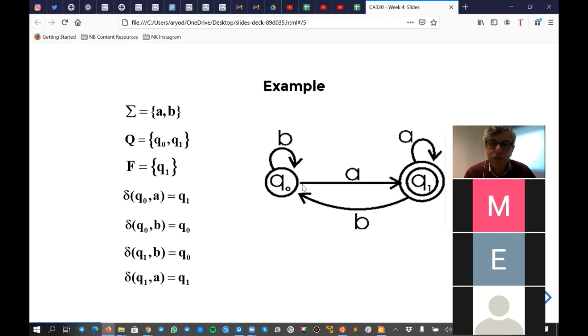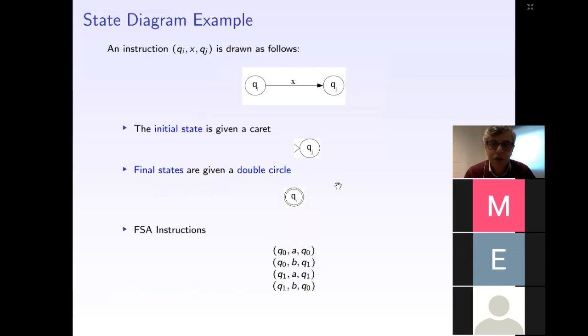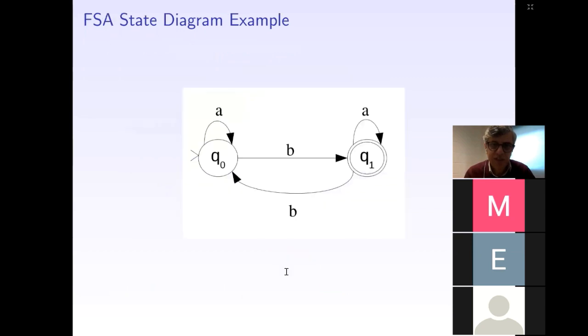We were in Q0, and it should be A in here. We used to be in Q0, receive A, we will go in here. If you receive B, we will go in here. If you are in Q1 and you receive A, we will be in here. If you receive B, we will go back to Q0. So that's called a state diagram for this, okay? Initial state, final state, and the instruction.